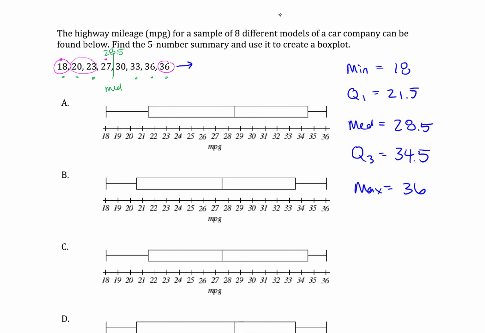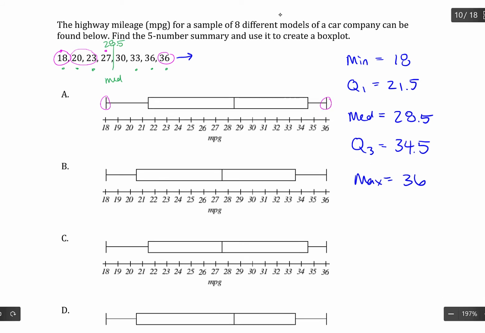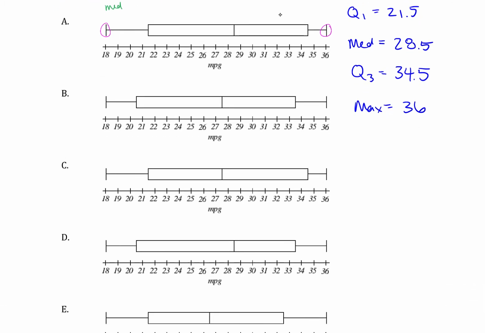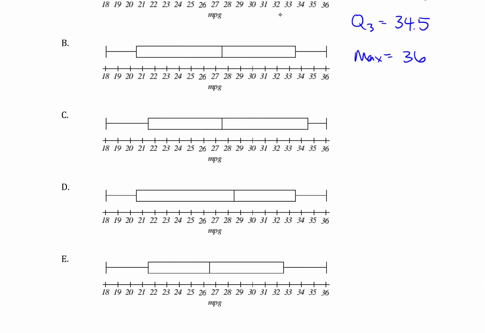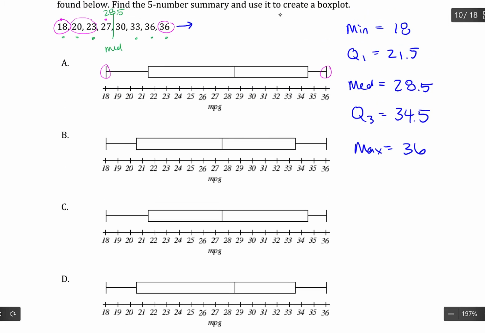Now, if I am graphing these, then the value of the whiskers are these values here and here, that is, the values of the minimum and the maximum data entry. And looking at all the different options, those are all set to 18 and 36. So that doesn't change, so we can't use those to identify or throw out any possibilities.